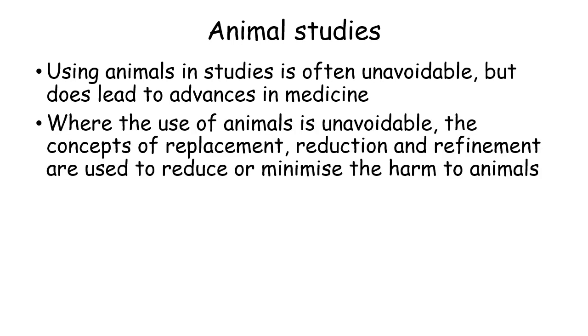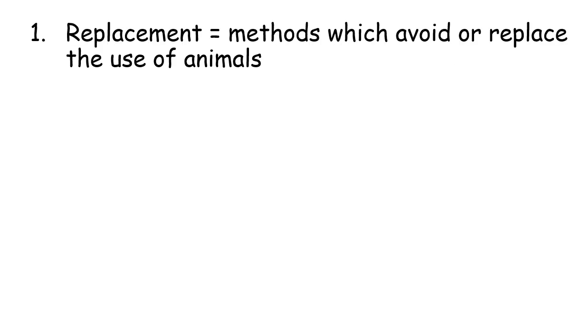And in situations where the use of animals is unavoidable, there are three concepts: replacement, reduction, and refinement, in order to reduce or minimize the harm that is done to animals. So replacement, what that means is substituting an animal for something else. So can a cellular model, a 3D printed version of something be used instead of animals?